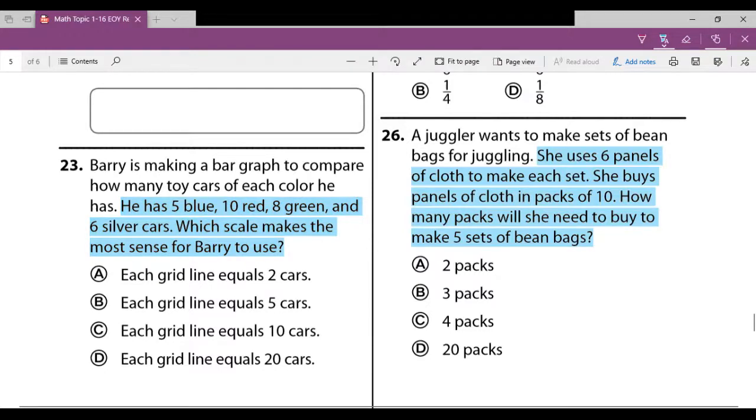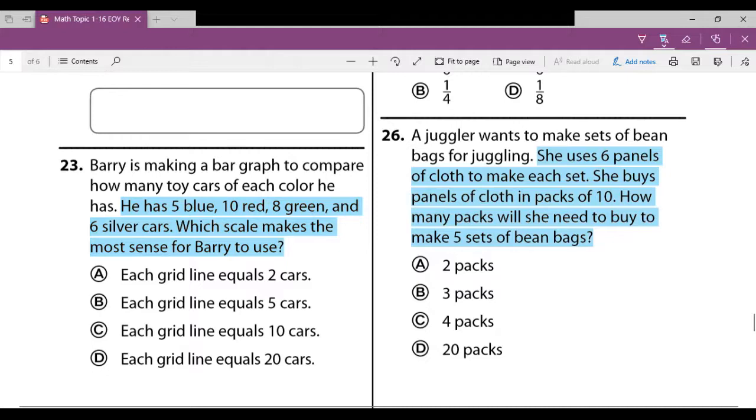Okay, so let's start from the bottom. Would we skip count by 20s? No, we don't want to do that because we have 5, 10, 8, and 6. So then our bar graph would actually be above what we actually have. Okay, so D is canceled out. Let's take a look at C, 10 cars. Would we skip count by 10s when we have 5, 8, and 6? No, it wouldn't make the most sense to use that for a scale. Okay, so we're going to cancel out not only D, but also C.